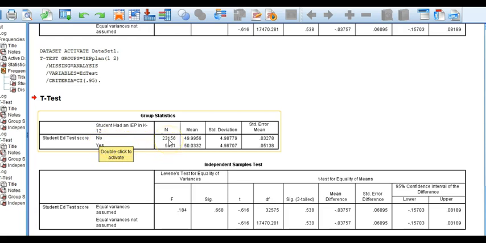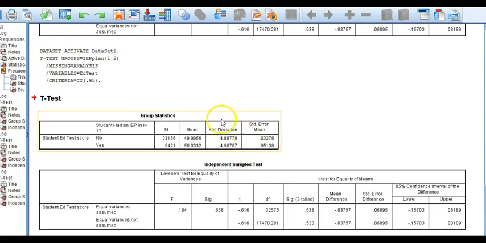We have about 23,000 students in this data set that did not have an IEP plan, and about 9,400 that did. Their average, their mean EdTest score, is approximately the same. So for no's, the average EdTest score is 49.99. And for yeses, it's about 50.03. And so this leads me to think that right off the bat, there's probably not going to be statistically significant differences between these two groups. But I'm going to continue on.